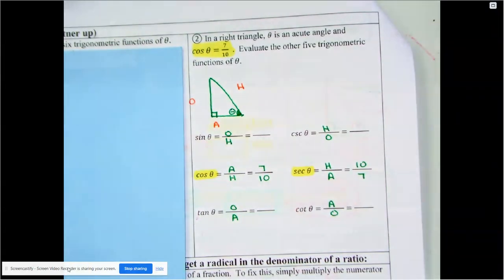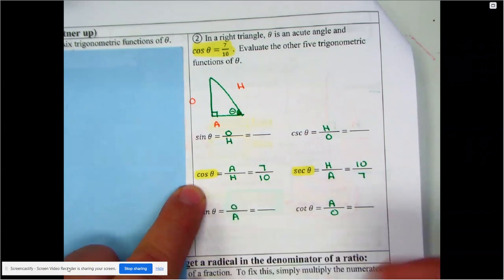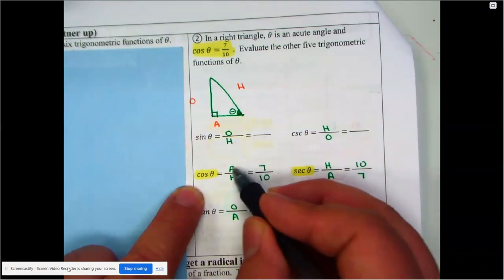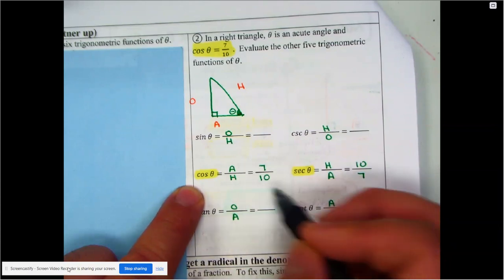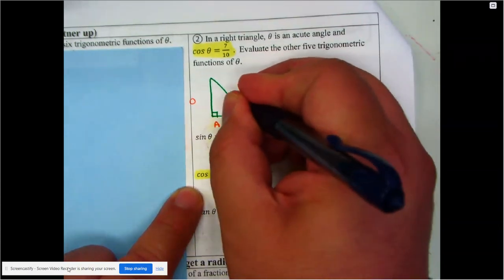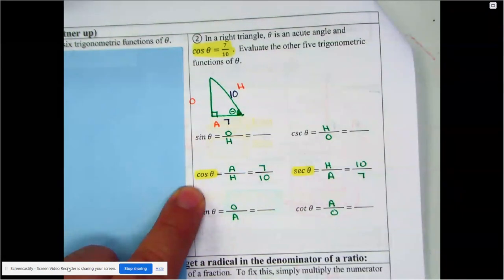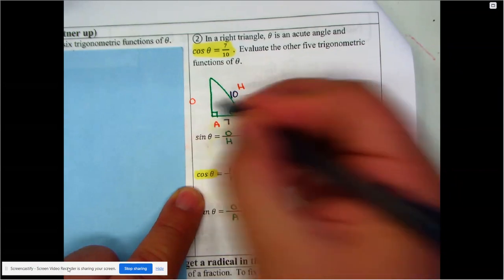But right now I know you're looking at it and you might think, yeah, but it has no numbers. Well, that's where we come in, right? Look at what we already wrote down here. We said cosine of theta is A over H. Well, that's 7 for the A, 10 for the H. There's the 10 for the H, and now I need a 7 for the A. So the only thing missing is the opposite side.